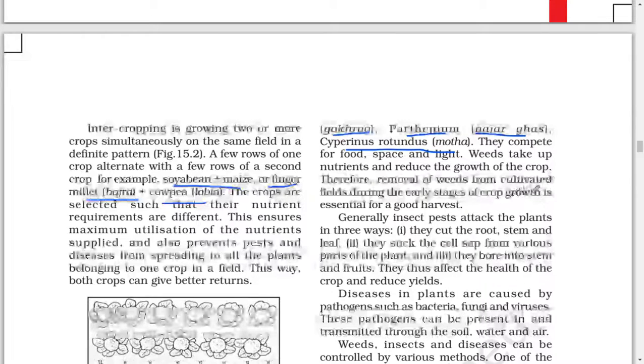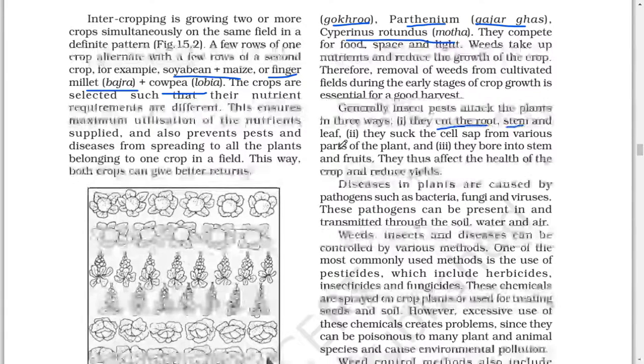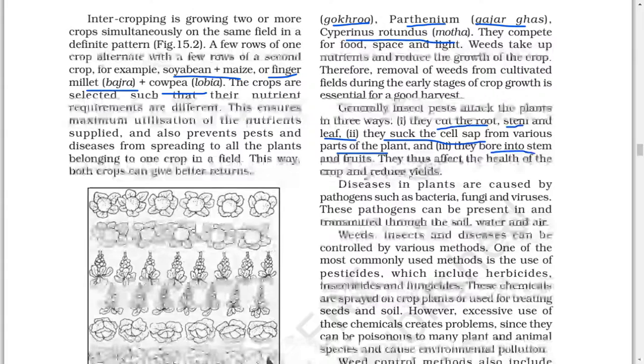Weeds take up nutrients and reduce the growth of the crop. Therefore, removal of weeds from the cultivated field during the early stages of crop growth is essential for a good harvest. Generally, insect pests attack the plant in 3 ways. 1. They cut the root, stems, and leaves. 2. They suck the cell sap from various parts of the plant. And 3. They bore into stem and fruit. They thus affect the health of the crop and reduce yield.